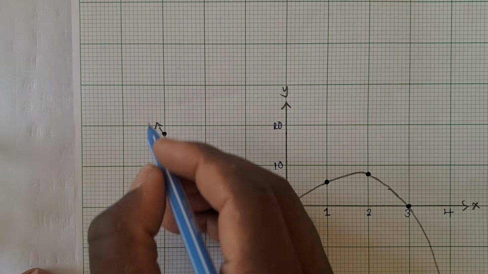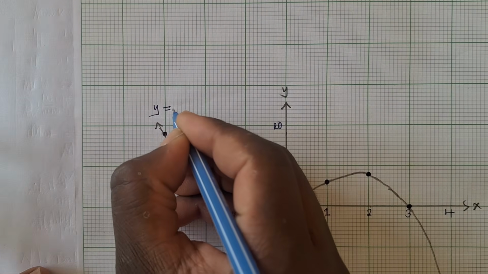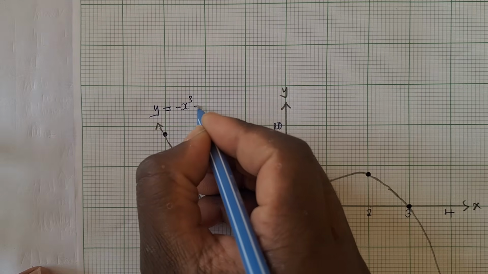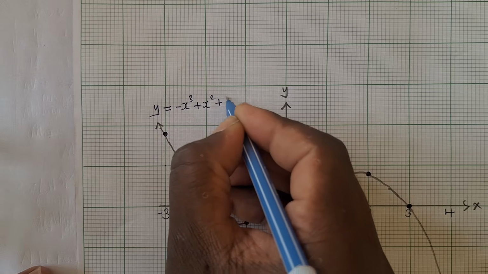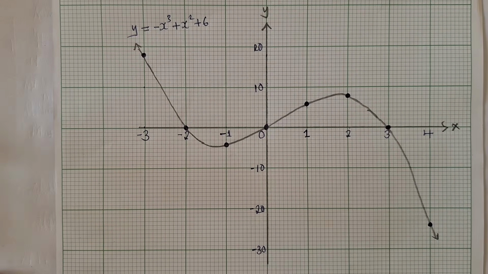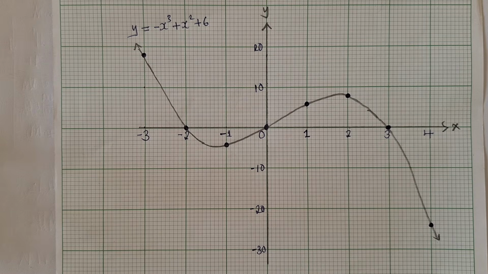So I now just write y is equal to negative x power 3 plus x power 2 plus 6x. Guys, this is it. That's it. Oh, this is it. How is the English supposed to be? Is it "this is it," or "that is it"?